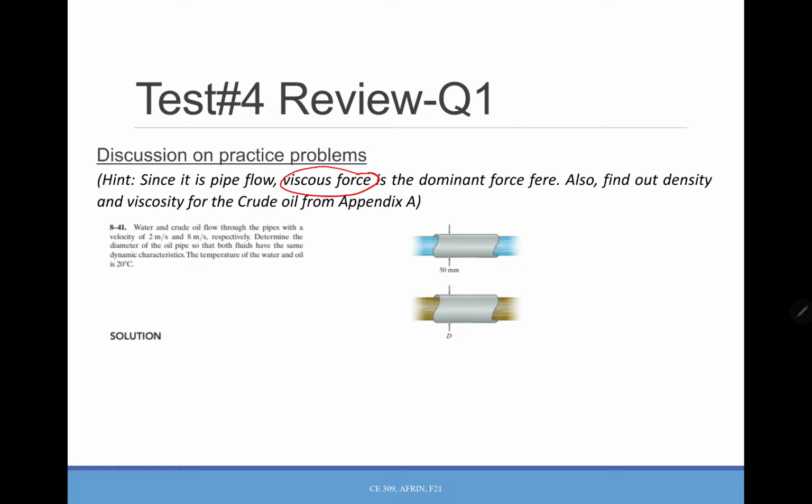So you can set this problem up this way: Reynolds number for model and Reynolds number for prototype. You can consider one of these as model, one as prototype, and then you can solve for the unknown. Just make sure that if you consider water as model, all the given values for water should be for model, and all the given values for the crude oil should be for prototype.